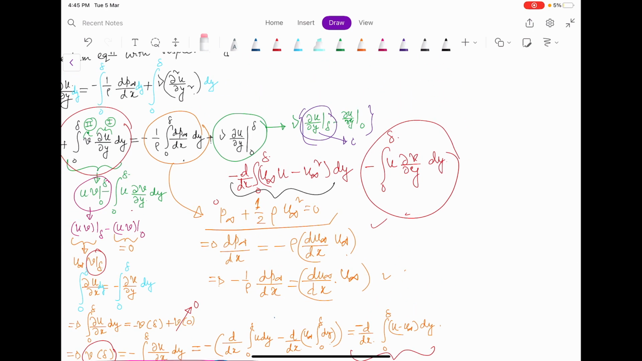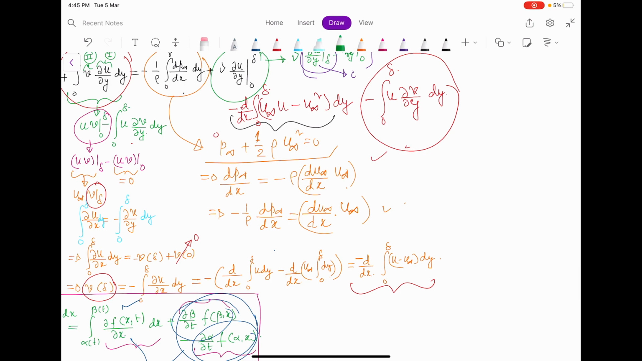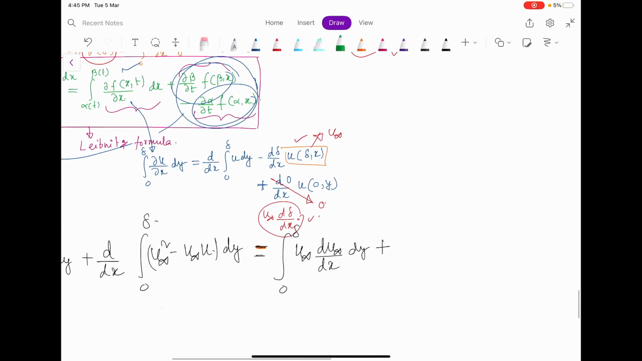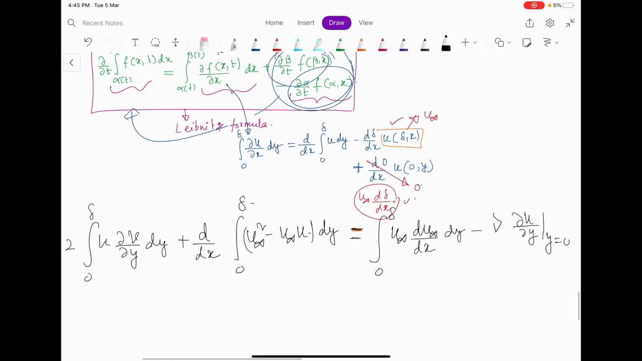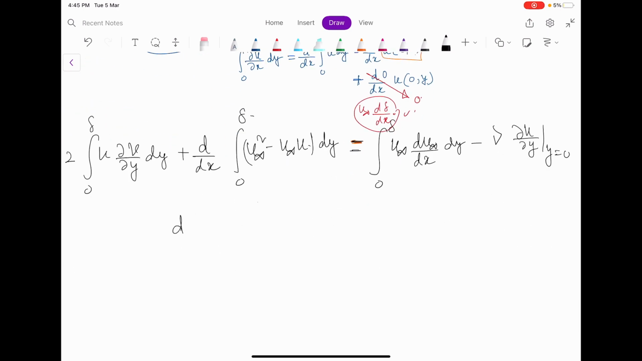So now this thing is nu into du del y at delta minus del u del y at 0. So del u del y at delta is 0, because at the boundary layer and above that we don't have any velocity gradient. So this boils down to minus of nu into del u del y at y equal to 0. So now my objective is to put all the terms inside of a d dx.